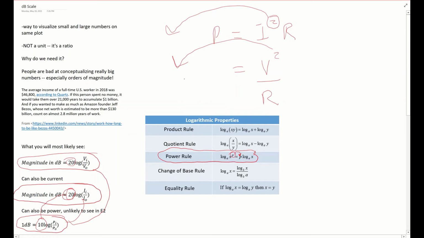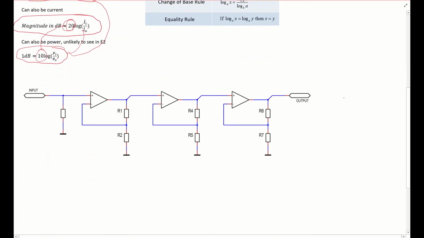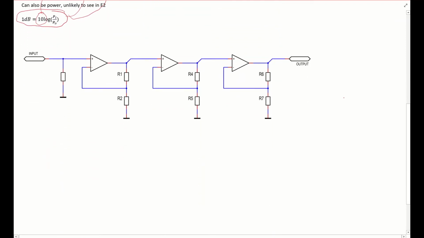Now, another interesting property of logs is this first one right here, the product rule. And this is actually probably going to comprise the third and what I think might be the most important reason why we want to use a decibel scale versus a linear scale. And in order to illustrate this, I'm going to take you down and we're going to walk through a little example here. So let's say we have this cascaded op-amp configuration right here.